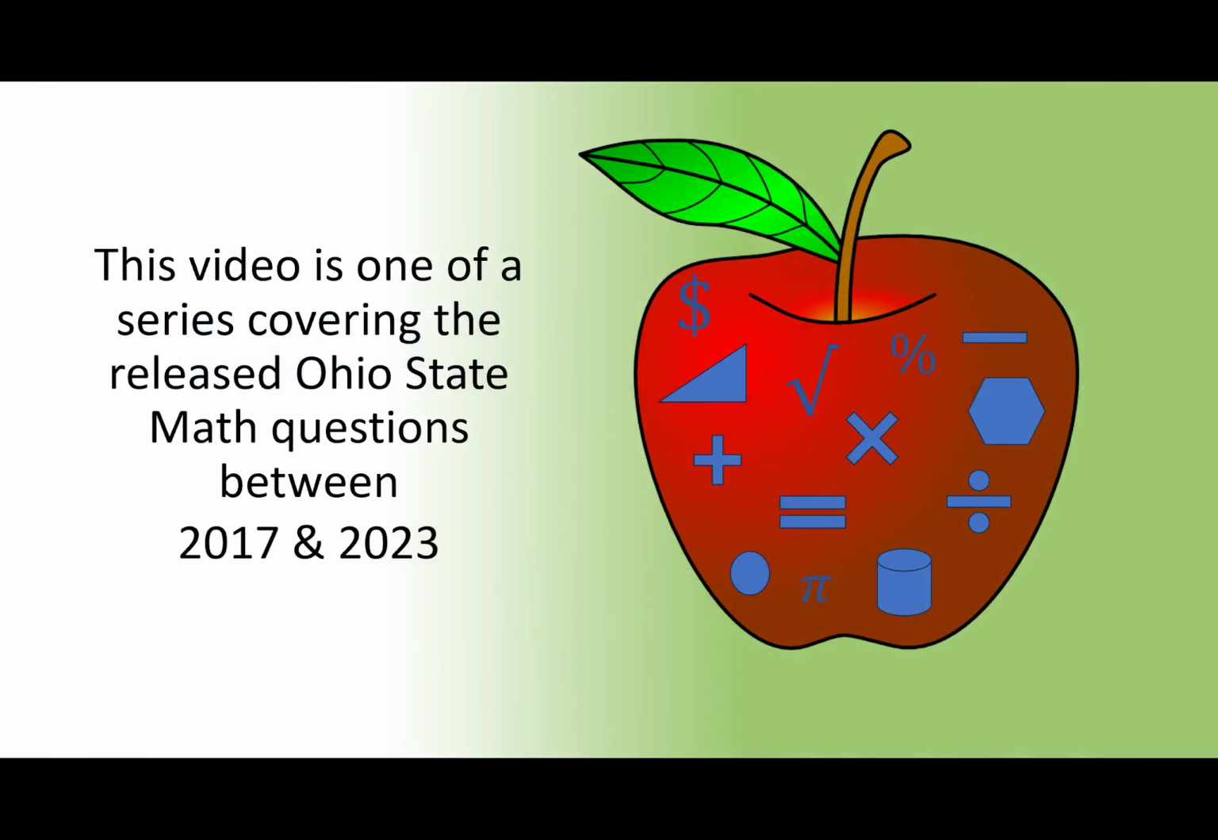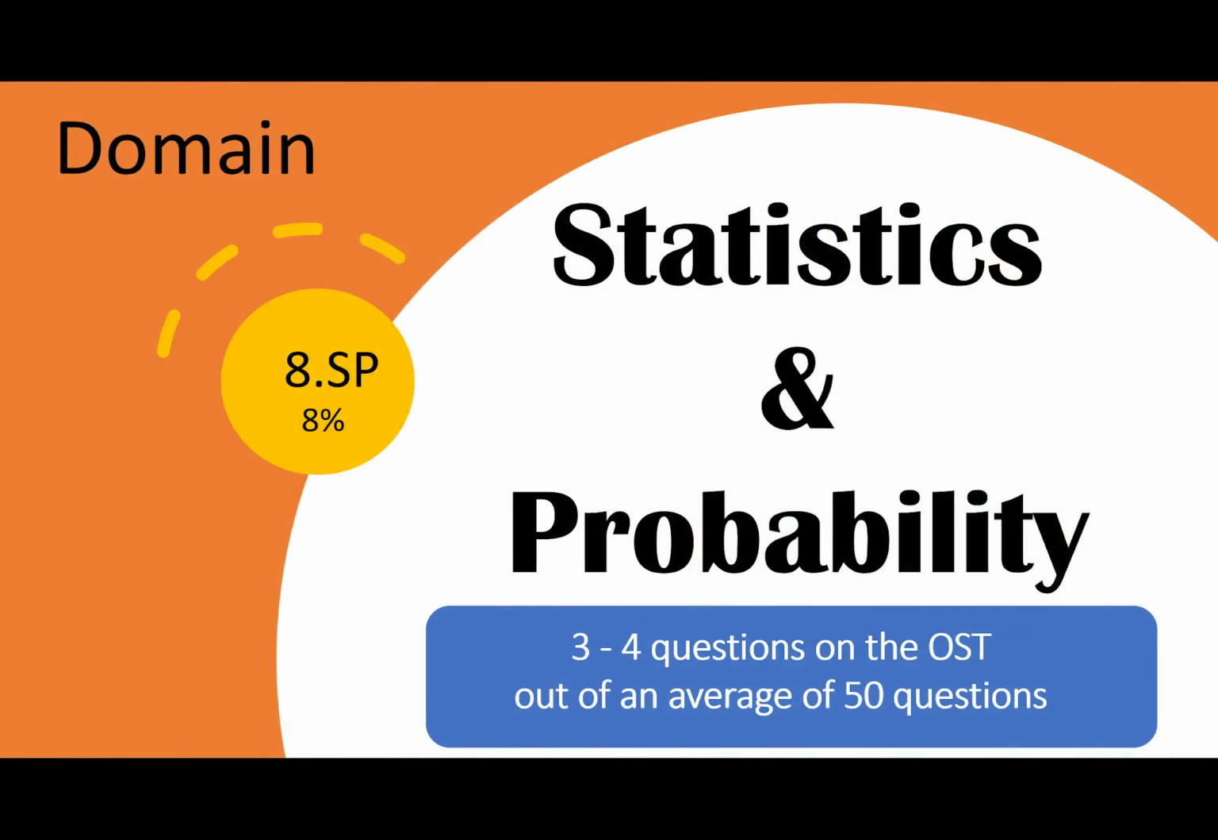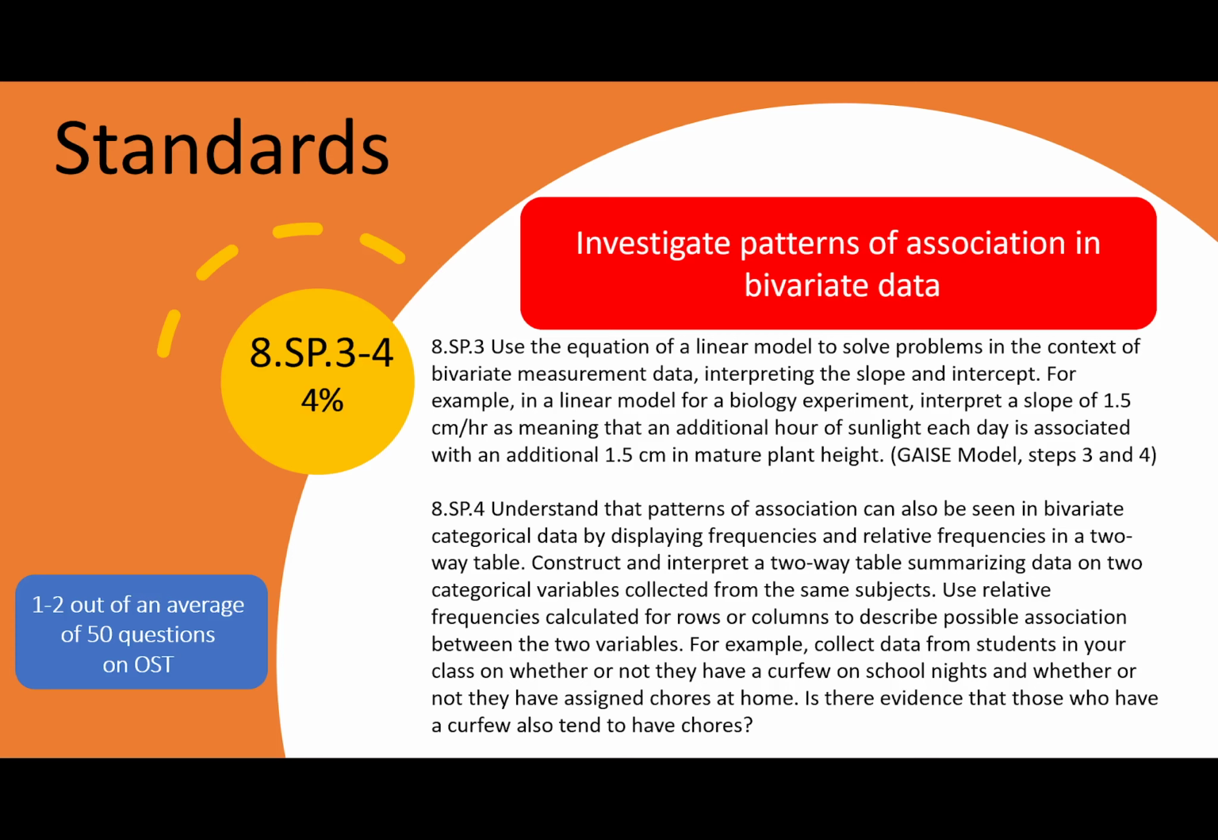This video is one of a series covering the released Ohio State math questions between 2017 and 2023. Statistics and probability make 8% of the test questions. Standards 8.SP.3 through 4: Investigate patterns of association in bivariate data. Please pause and read the details of these two standards.